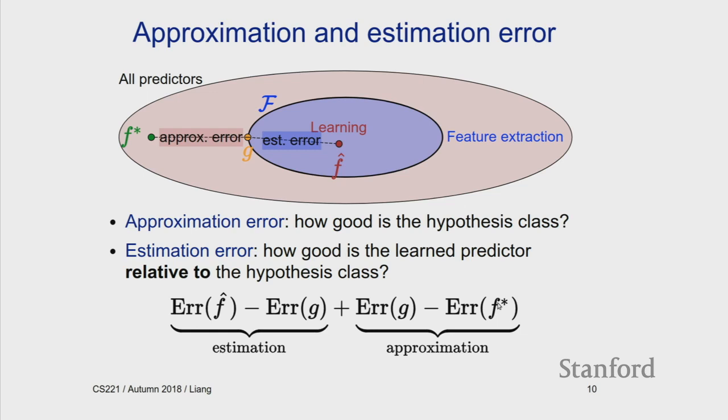OK? So all I've done is decompose the error that your predictor obtains into these two quantities, which helps us think about certain trade-offs, which will become apparent. OK. Any questions about this picture? All right.